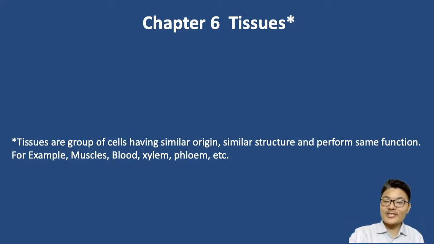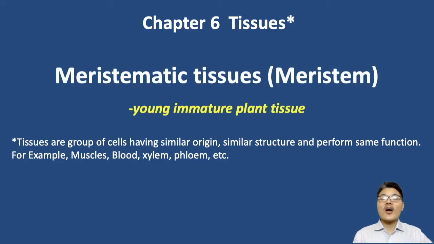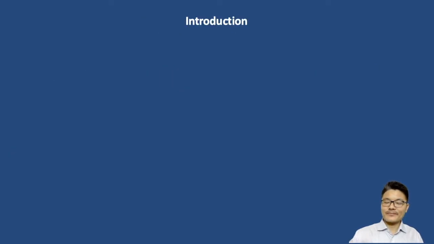In this video, let's discuss meristematic tissues, which are also known as meristem. Meristematic tissues are young, immature plant tissue. That means they are primary tissue. They are not old, they are just developed, and they are actively dividing cells. Let's discuss in detail. We'll first go for a brief introduction.